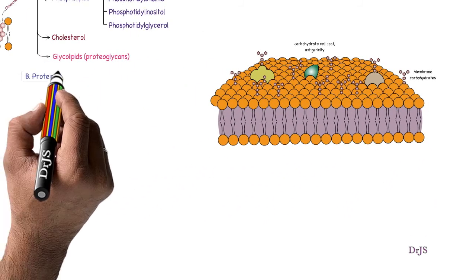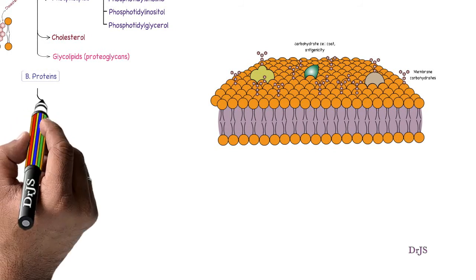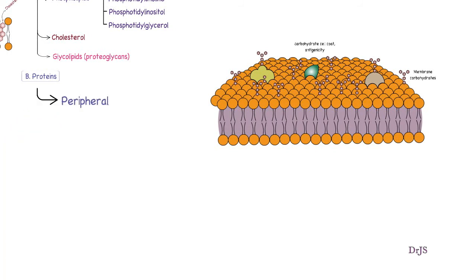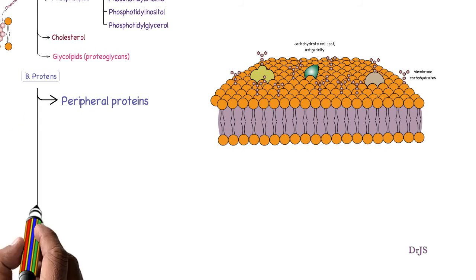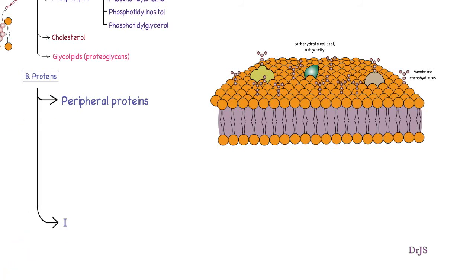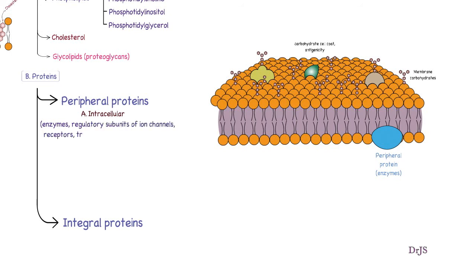The next constituent is the proteins. The membrane proteins are of two types, the peripheral proteins and the integral proteins. The intracellular proteins are located on the intracellular surface, which includes many enzymes, regulatory subunits of ion channels, receptors and transporters, and proteins involved in vesicle trafficking and membrane fusion.